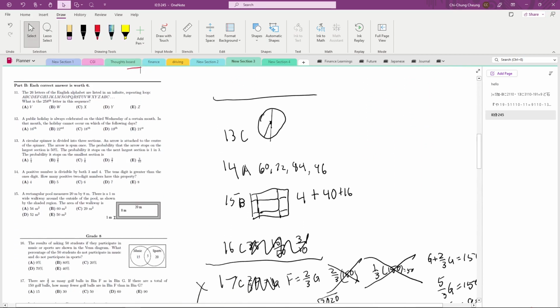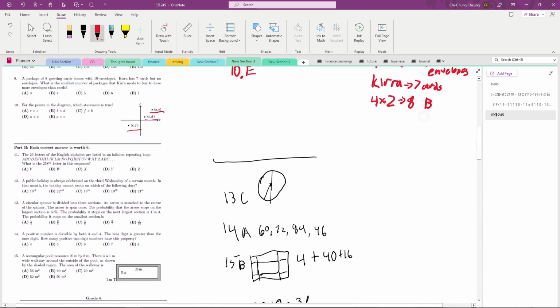11. Just start over here. 26 letters of the English alphabet, this repeating loop, blah blah blah. What's the 258th letter of this sequence? Well, the only way to do this is to list out A, B, C, D, E, F, G 10 times and be tired. No, no, no, of course not. So 26 letters, right? We'll just do this smartly because we don't care what's in the middle. We only care what's at the 258th spot.